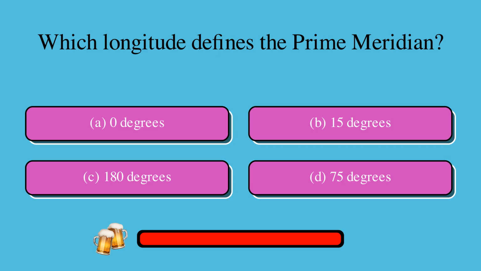Which longitude defines the Prime Meridian? Is it A, 0 degrees, B, 15 degrees, C, 180 degrees, or D, 75 degrees? The correct answer is A, 0 degrees.